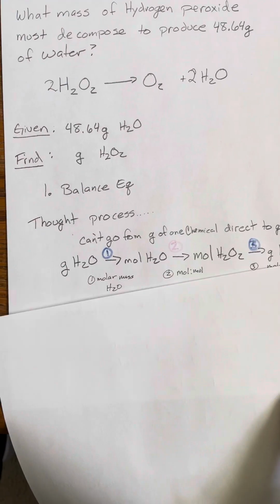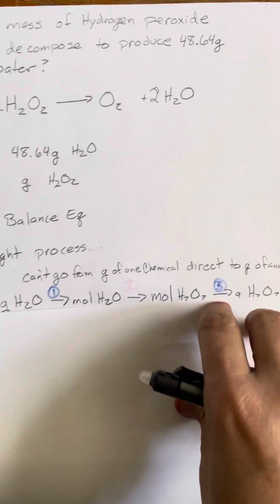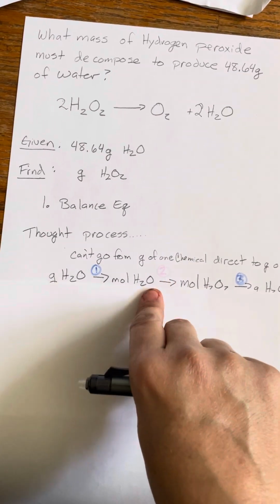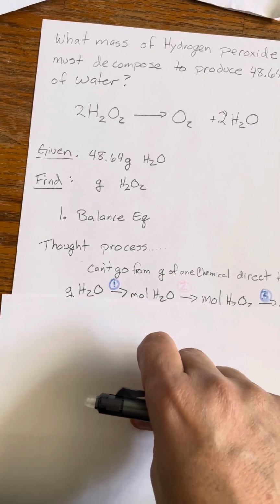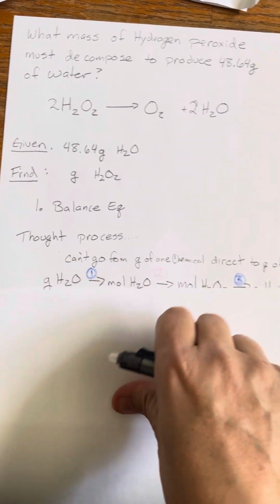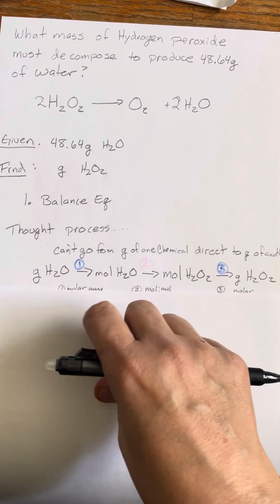The thought process is that I can't go directly from one chemical to the other, okay? You have to go through the moles. If you're in grams, you can't directly go to grams of something else, okay? So you have to go through moles. So it's going to look like something like this.